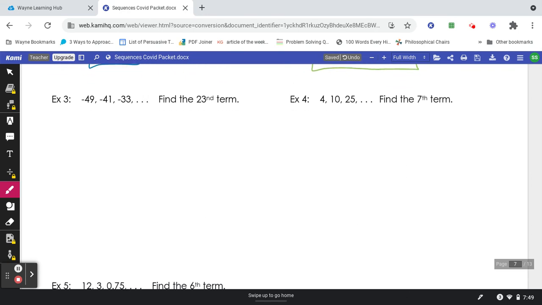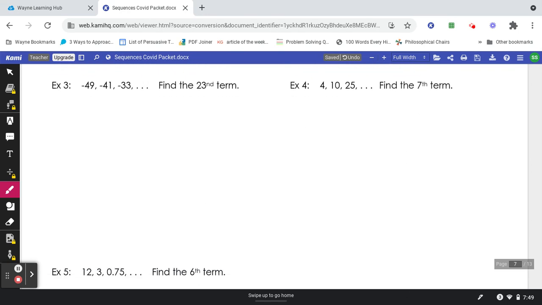All right, moving forward, example number 3. This one to me looks like I'm subtracting or adding 8 each time. Looks like there's a jump of 8. So that means that one's going to be arithmetic. Common difference will be negative 41 minus negative 49, which will give me an answer of positive 8. If you notice, the numbers are getting larger, getting closer towards 0.